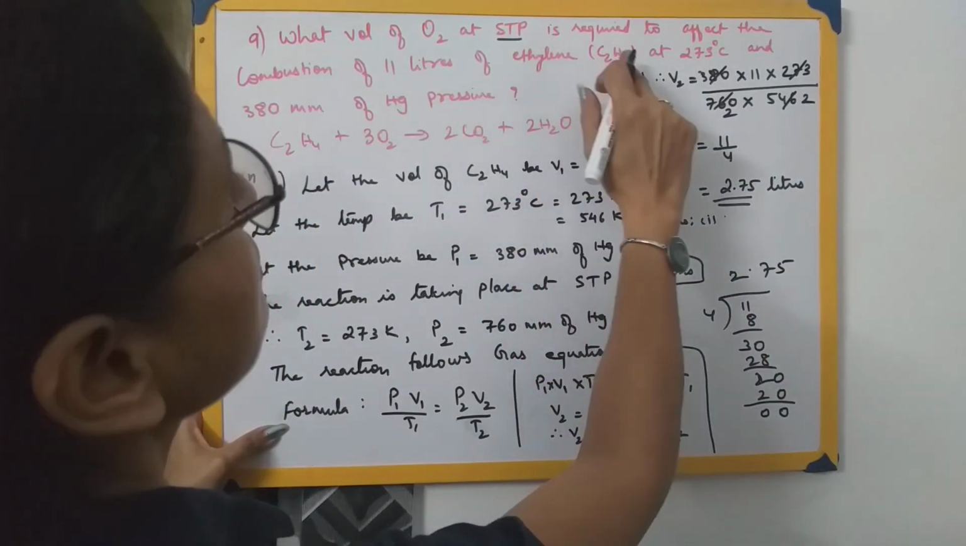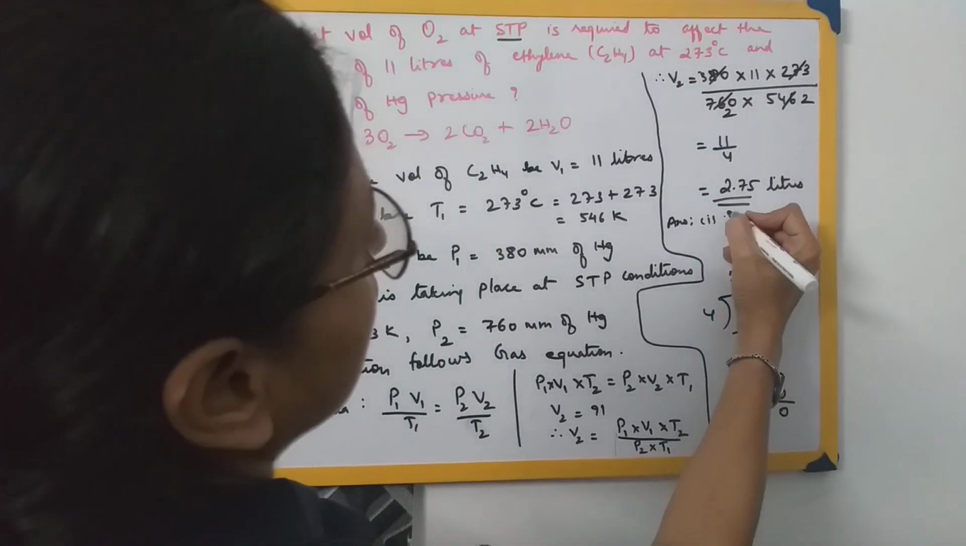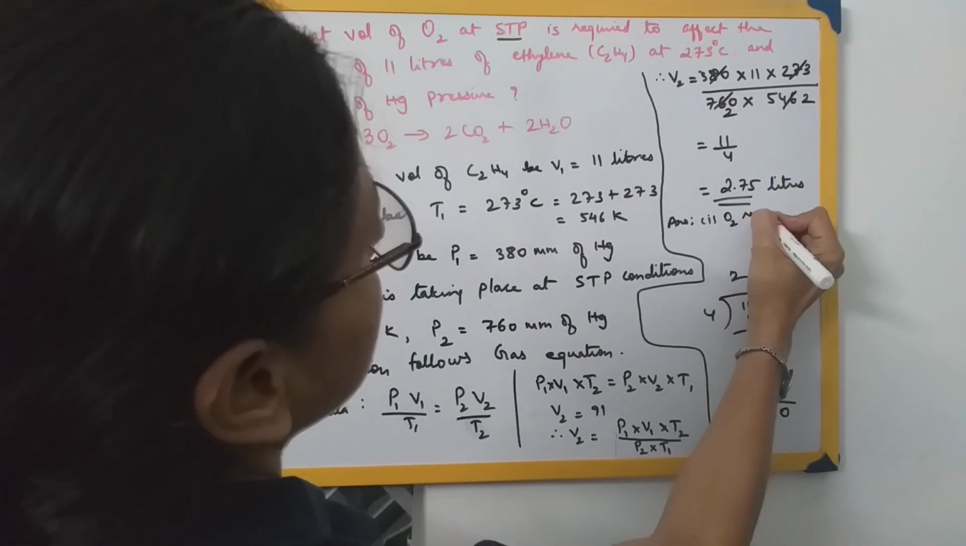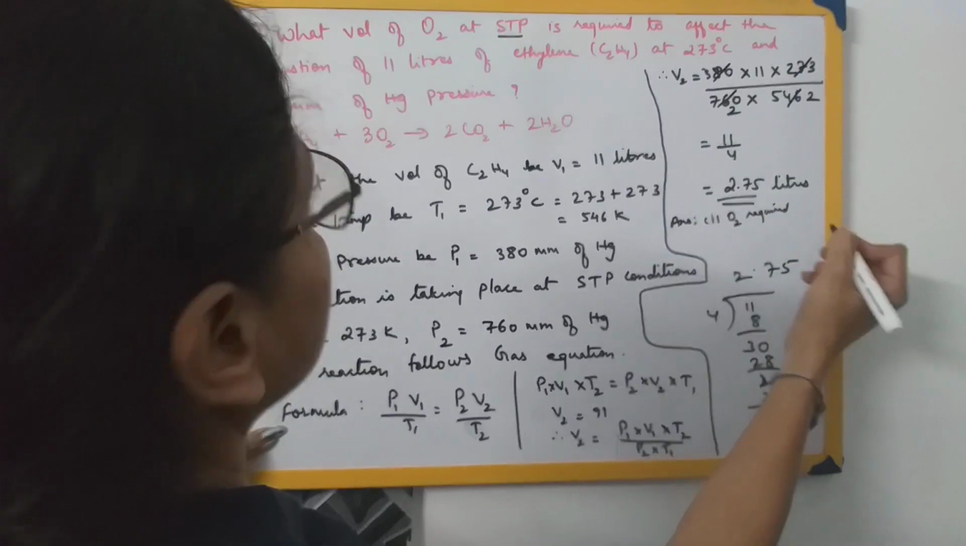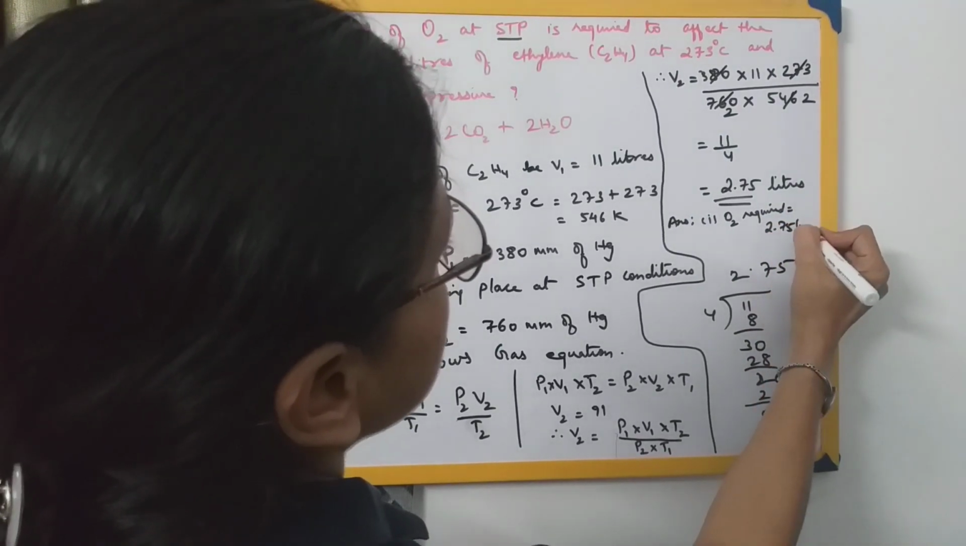In the end, you write down the answer. Therefore, the volume of oxygen required is equals to 2.75 liters.